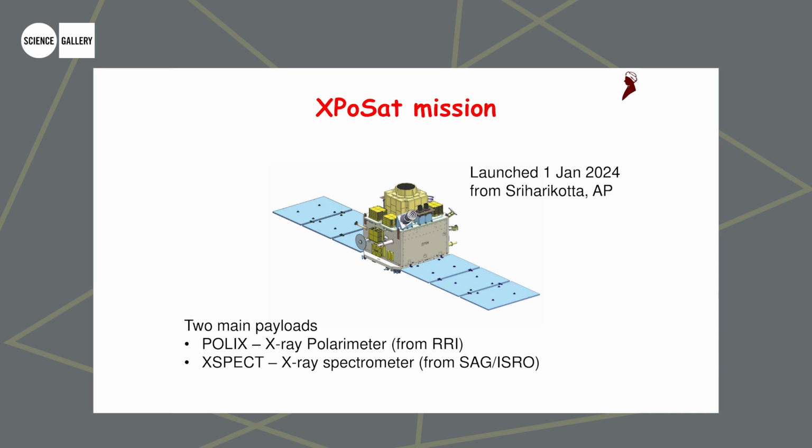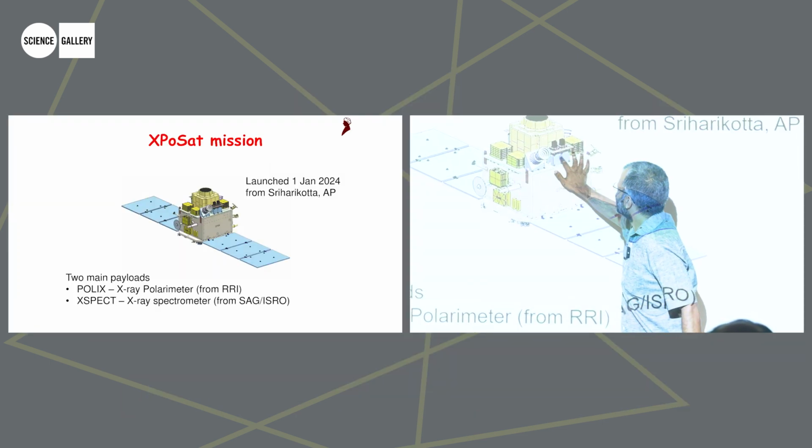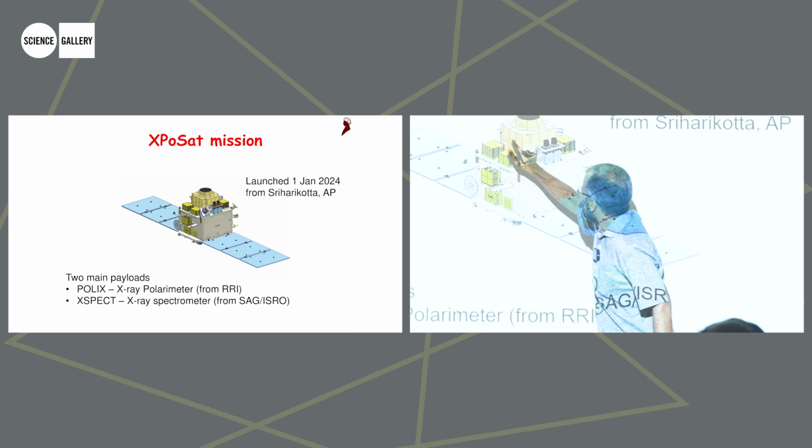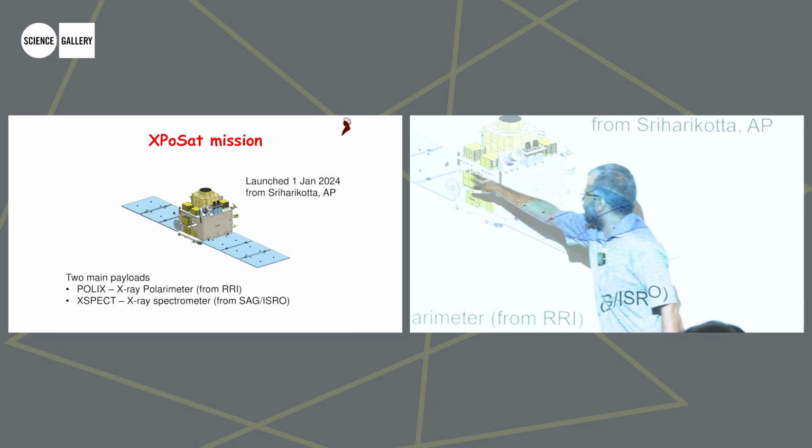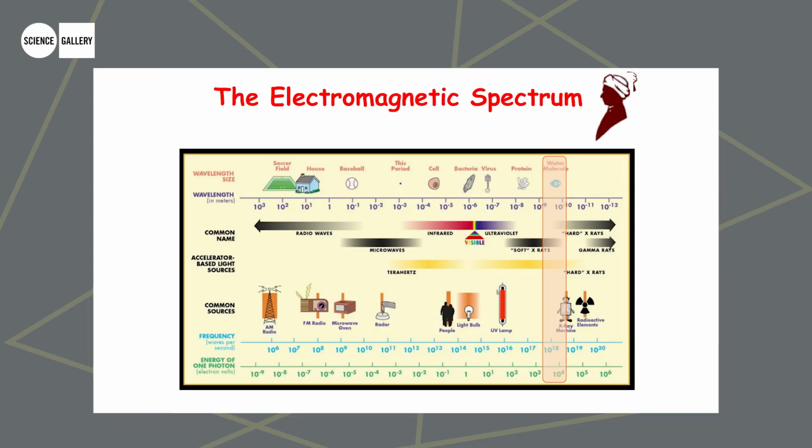This is the entire satellite. This is the Polix instrument, and this is the XSPECT instrument. XSPECT is designed by ISRO and Polix is from RRI, and this is the entire satellite bus. XSPECT stands for X-ray Spectroscopy and Timing, from the Space Astronomy Group of ISRO. Where we observe is over here. This is the 8 to 30 keV band. So our instrument observes in this energy band.